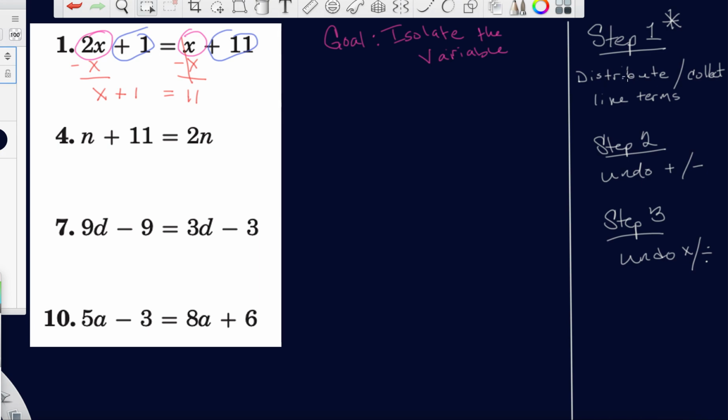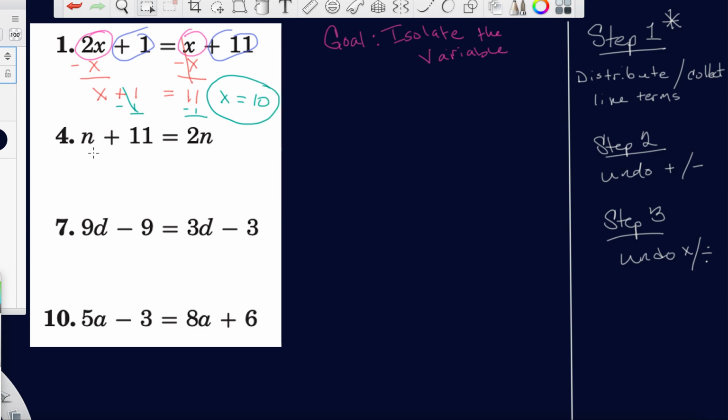Now I can go to step 2. So far I'm collecting my like terms. I go to step 2, and now I can just undo this addition. So let's go ahead and subtract 1 from both sides, and that goes away. Negative 1. So x now equals 10, because 11 minus 1 is 10. So there we go. That's our final answer.